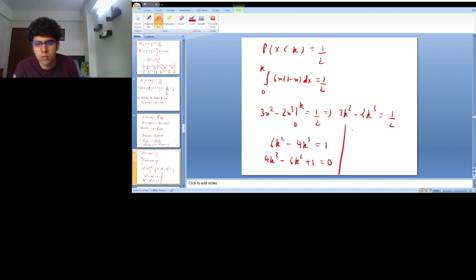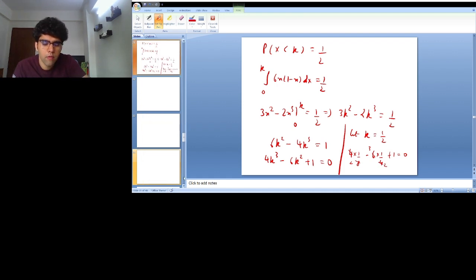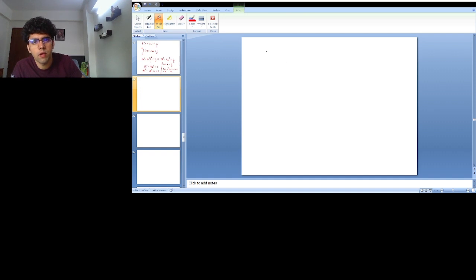Now let's just apply trial and error, let k be half. So this gives me 4 into 1 by 8 minus 6 into 1 by 4 plus 1 is equal to 0. So this gives me 1 by 2 minus 3 by 2 plus 1, which is equal to 0. Therefore k is equal to half is a root.